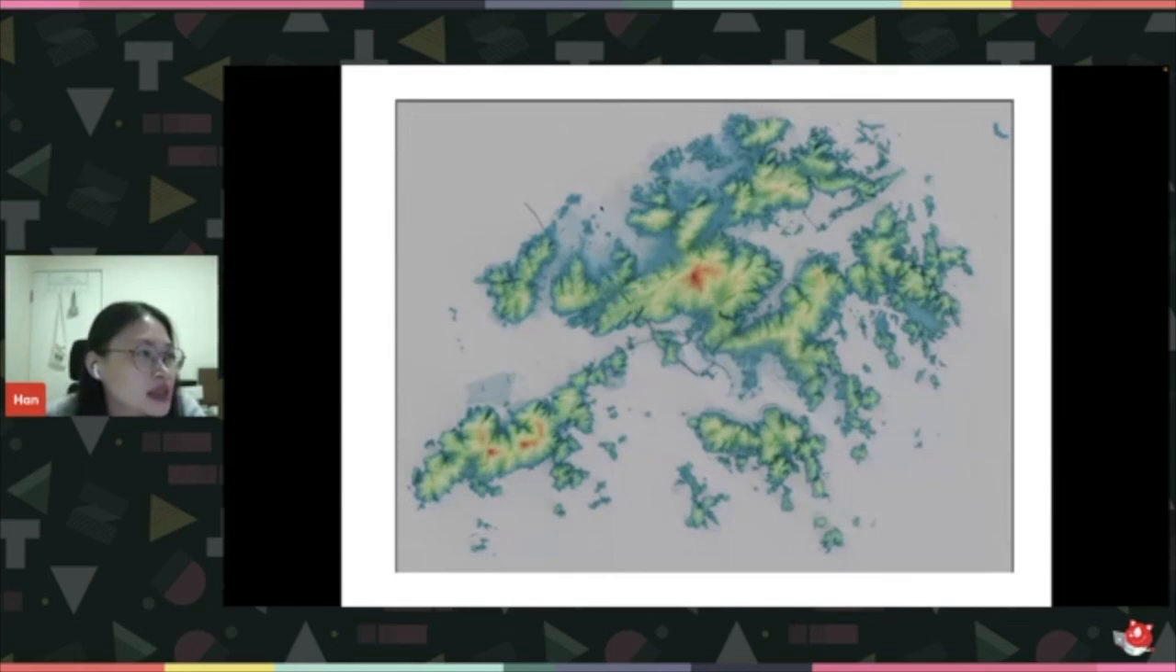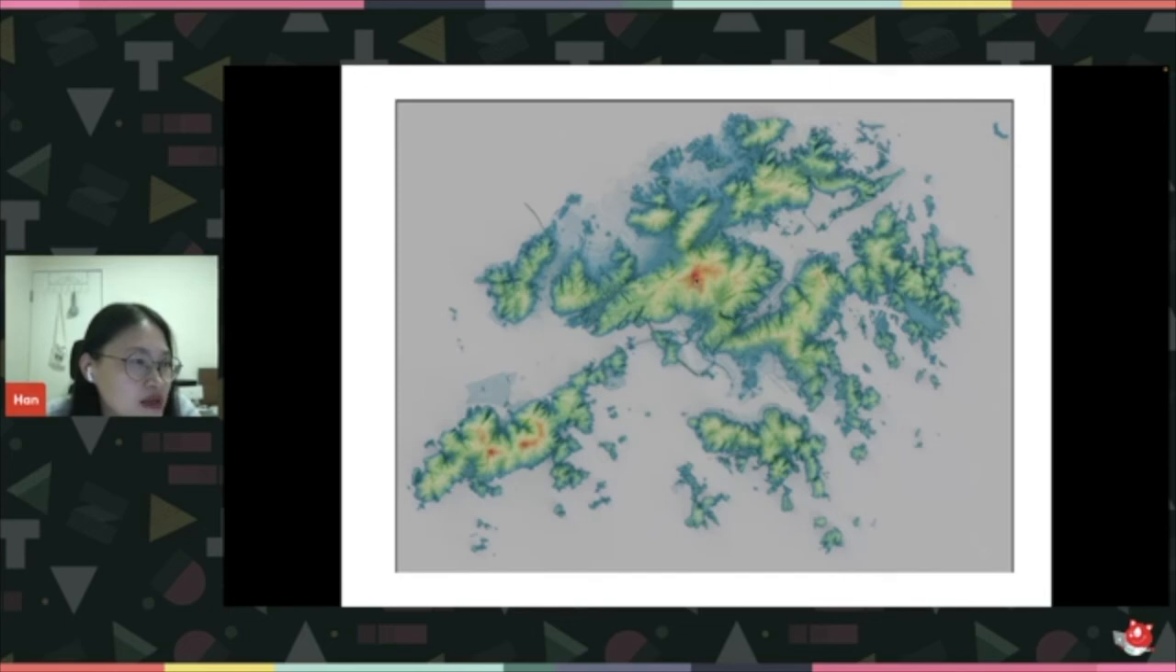So you can see this light blue. Those are the urban areas. Those are where people generally live, the residential and commercial areas.